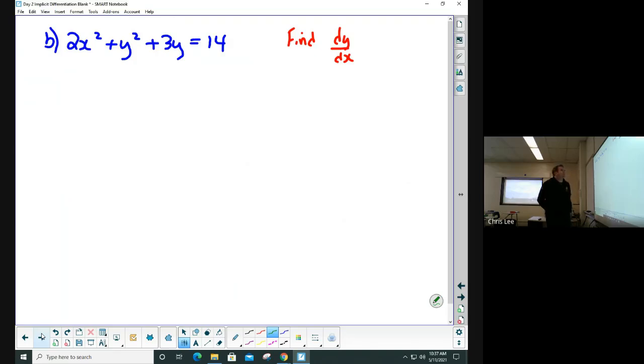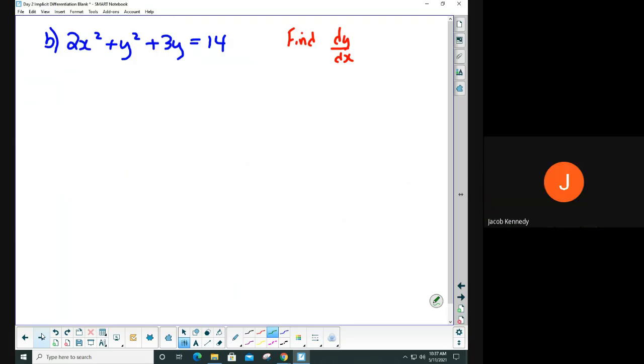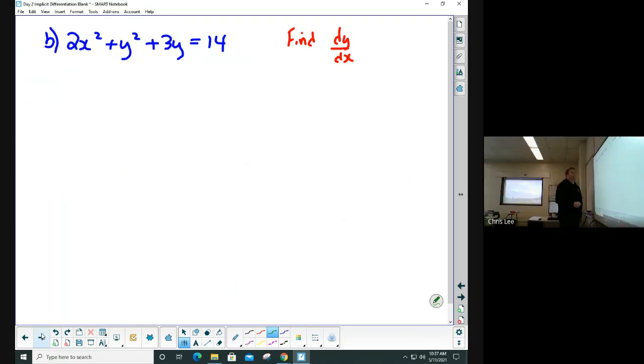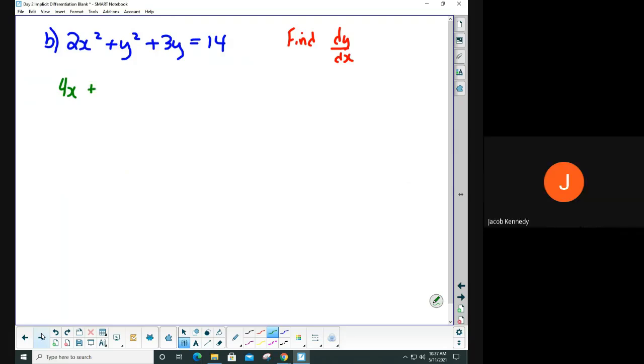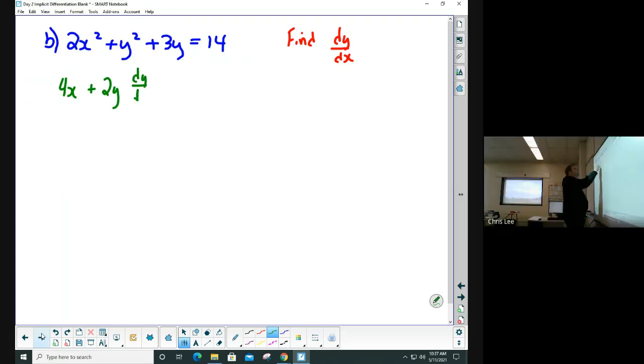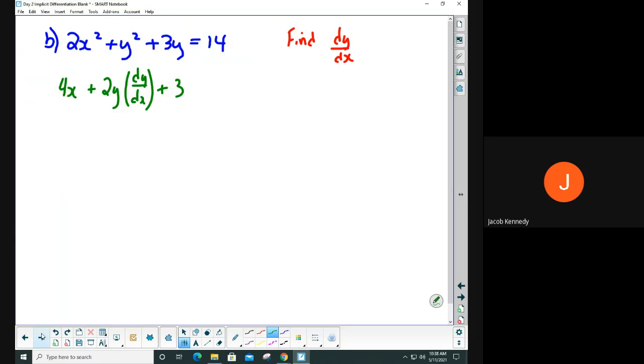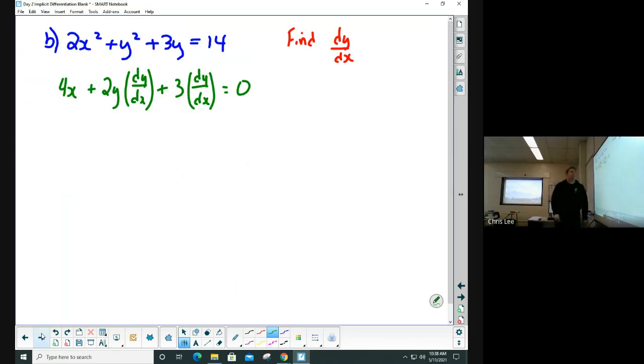Okay, someone want to then differentiate this with me? I can try, no promises. Nope, that's fair. Okay, so 2x squared, what's the derivative of that? 4x? Right, and I don't need anything added on to that, right? No. Right. Plus 2y. Bracket dy over dx. Exactly. Plus 3, and then dy over dx. Yes. Equals 0. Perfect. Thank you, Jacob.